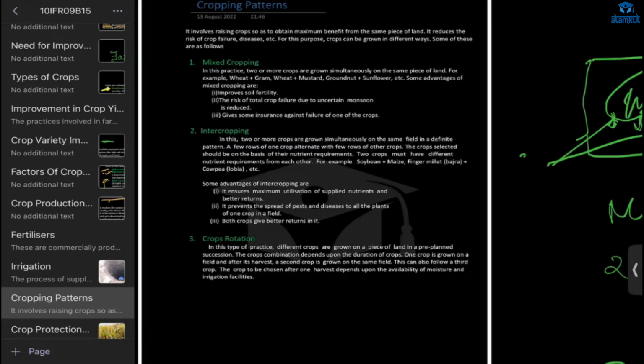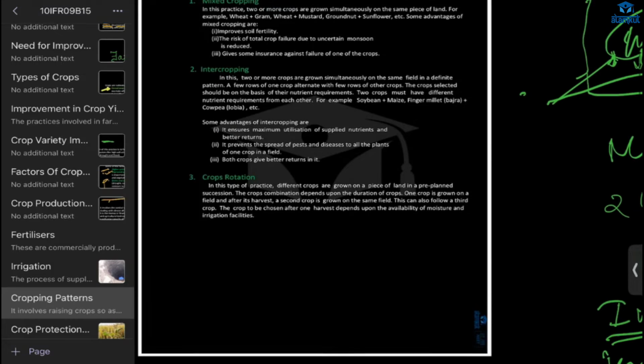Next, in intercropping, one row has one crop, and the next row has the other crop, in the same row patterns. And crop rotation.